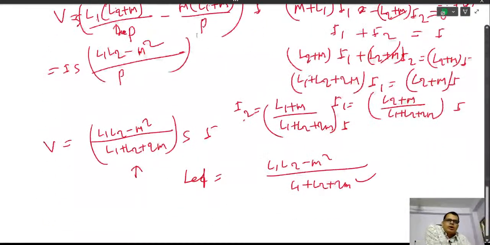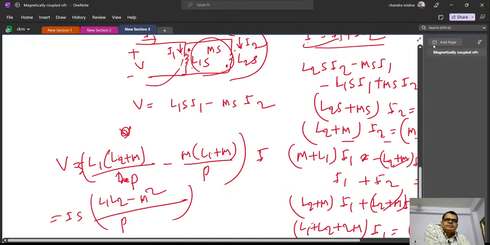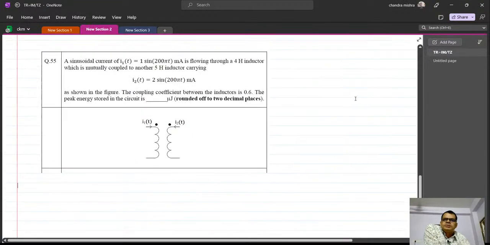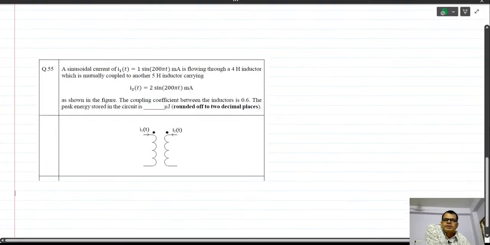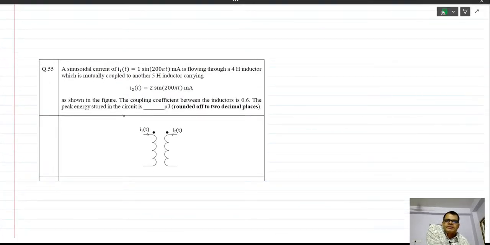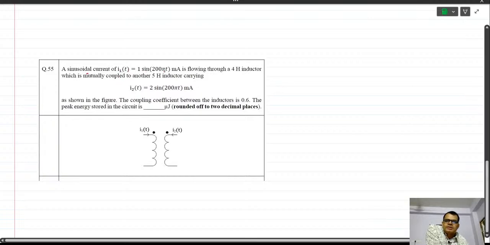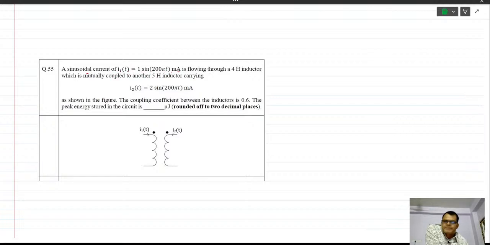Okay, so let us move to that question. This question was asked in GATE 2023 this year. A sinusoidal current I1(t) is equal to 1 sin 200 pi t milliampere flowing through a 4 Henry inductor, which is mutually coupled to another 5 Henry inductor carrying I2. This current I1 and I2 as shown in the figure. The coupling coefficient between the inductors is 0.6. Find the peak energy stored in the circuit in Joule.